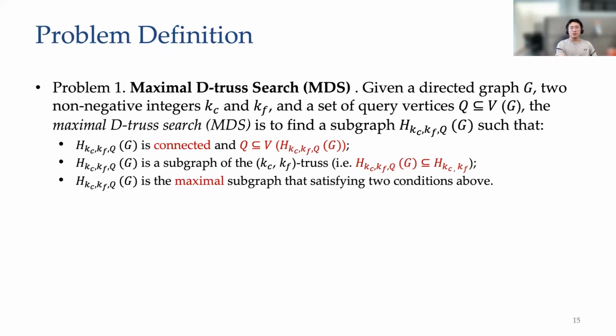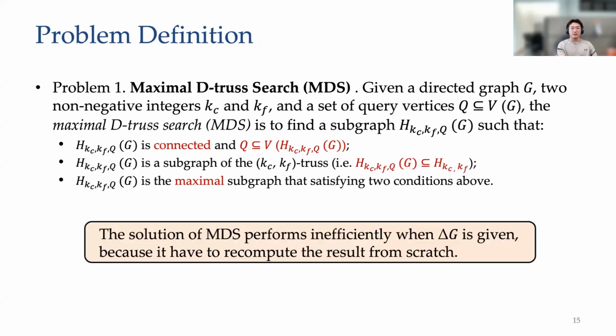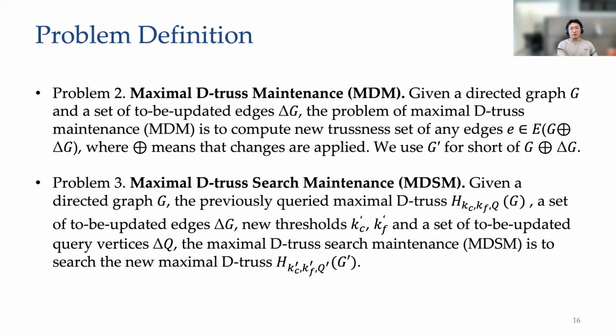Consider a static graph. The problem of searching a maximal D-truss aims to find the subgraph satisfying cohesiveness, connectivity, and maximality. However, the solution of MDS performs inefficiently when a strategy is given because it has to recompute the result from scratch. We extend the problem of MDS to two advanced problems, considering the scenario of dynamic directed graphs. Given a directed graph G and a set of to-be-updated edges, strategy, the problem of MDM is to compute the new trussness set of all edges in the edge set of G ⊕ strategy, where ⊕ means the changes are applied. We use G prime for short of G ⊕ strategy.